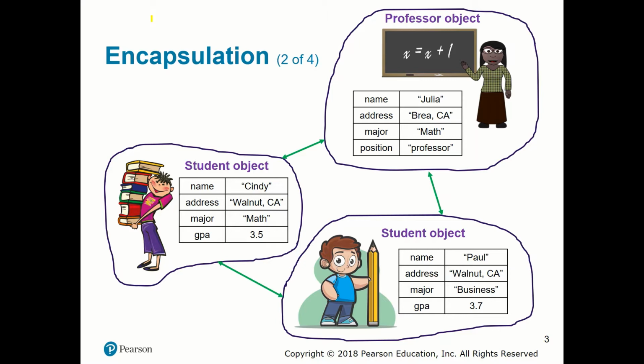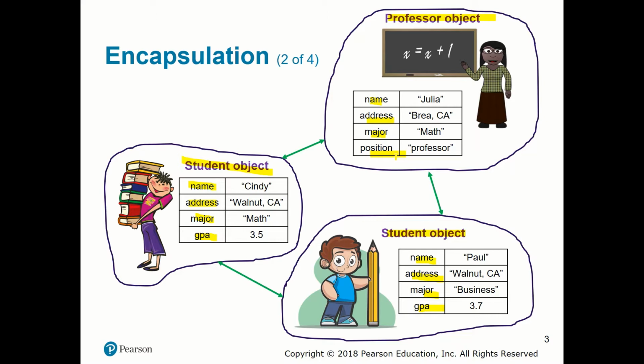Let me explain the internal view and the external view. These two are student objects, and this is a professor object. The student objects are created by a student class, and the professor object is created by a professor class. Each student has its own attributes: name, address, major, GPA. The professor also has its own attributes: name, address, major, and position.